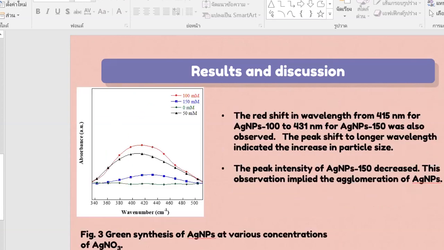This slide shows the green synthesis of silver nanoparticles at various concentrations of silver nitrate. We use silver nitrate from 0 millimolar to 150 millimolar. The best condition we found was using silver nitrate at 100 millimolar, which we call silver nanoparticle 100, because it had a high peak that represents high formation of silver nanoparticles and good dispersion of silver nanoparticles in the solution.